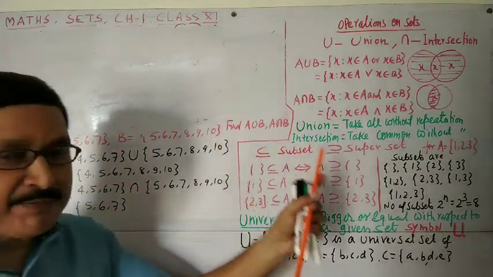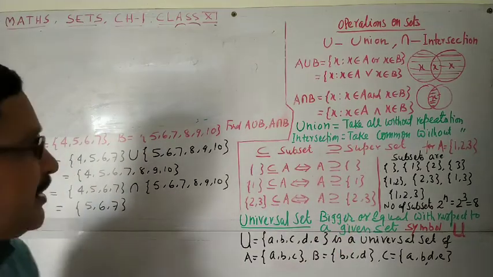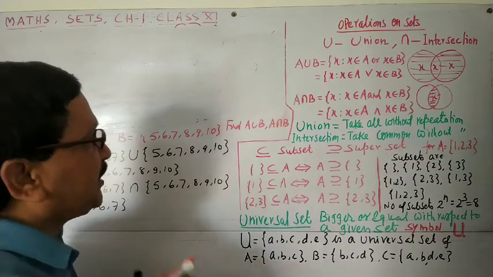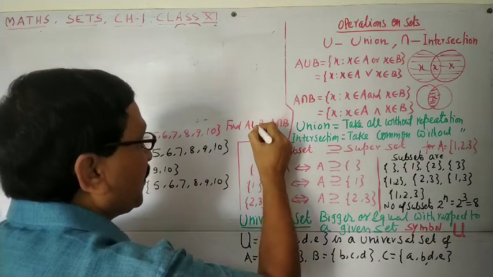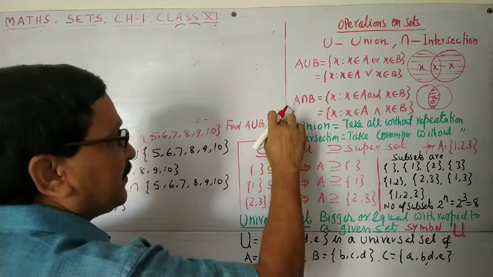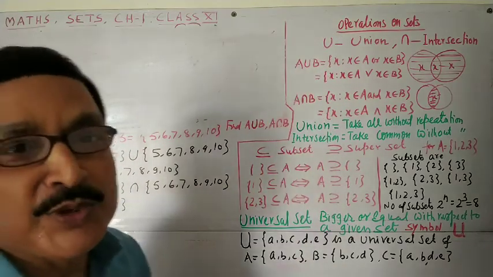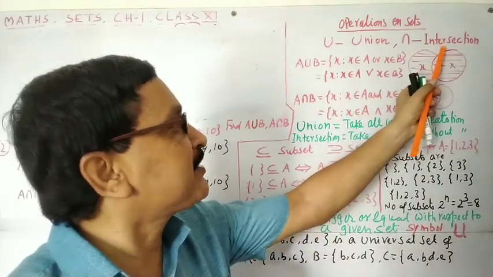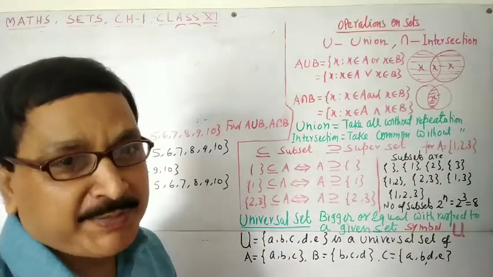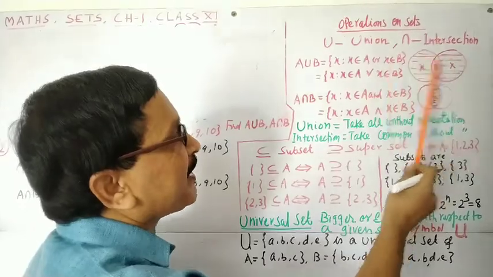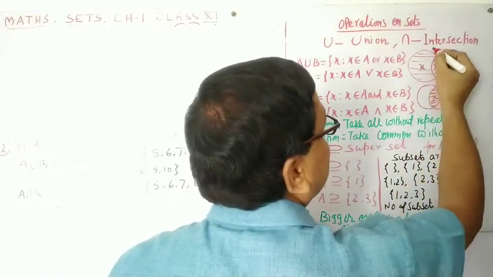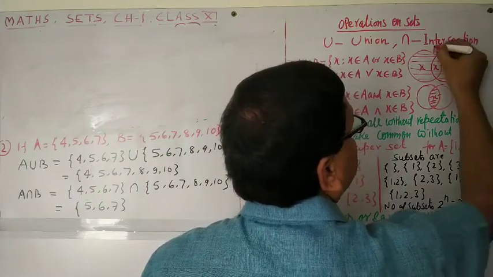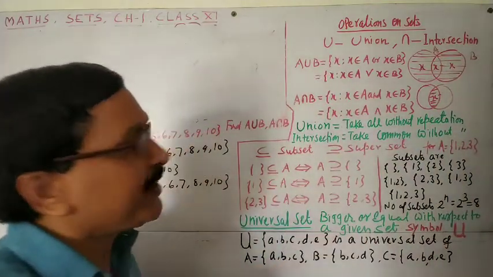So just see the third type. A and B are given. Find A union B and A intersection B. This is the symbol of union, capital U stands for union, and this is intersection. Now A union B: A and B both are being combined. Suppose this set is A and this is your B.